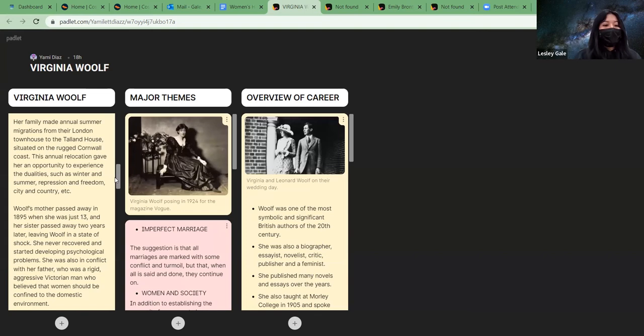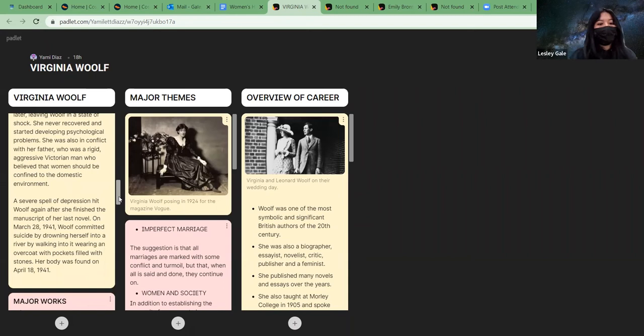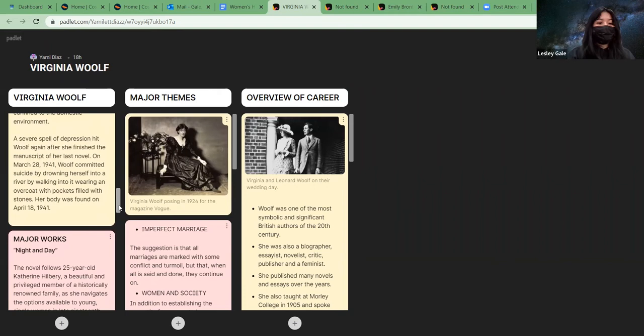Then Woolf's mother passed away in 1895 when she was just 13 years old. Her sister passed away two years later. She was very depressed after that had happened. Her writing was another way for her to distract herself and not fall into that deep depression hole where she just didn't want to live. But because of all this grief, she began to write and create poetry.